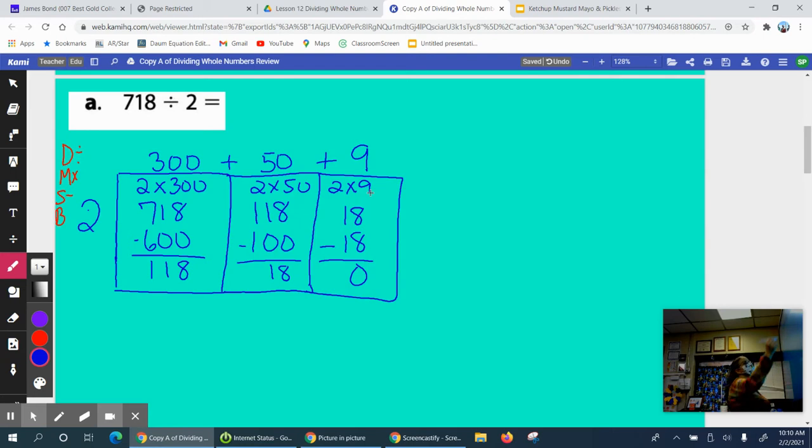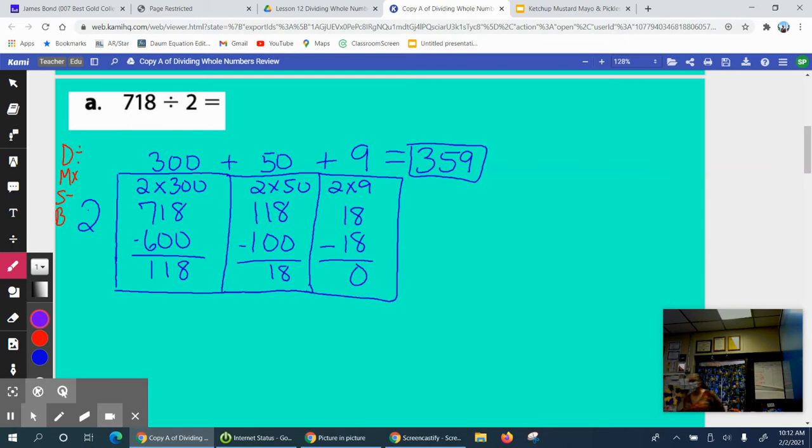Then we have to add it up. So get our answer. 300 plus 50 plus 9 is 359. There's no remainder. Yay. All right, now we're going to do partial quotients. Partial quotient, sorry.